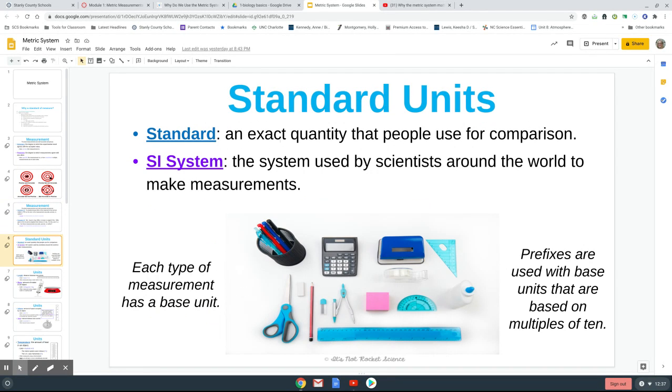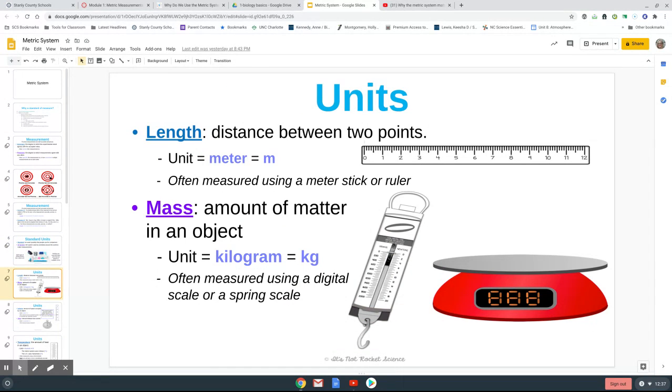So a standard is an exact quantity that people use for comparison. And so this is what the SI system or the metric system does. It uses prefixes, multiples of 10, and they all have a base unit. So we're going to quickly look at that. You need to know that for length, it's the meter. We abbreviate it with a lowercase m. Mass is kilogram, and it's kg. This is not weight. Weight is a force. This is mass. So it is usually measured with a digital scale.